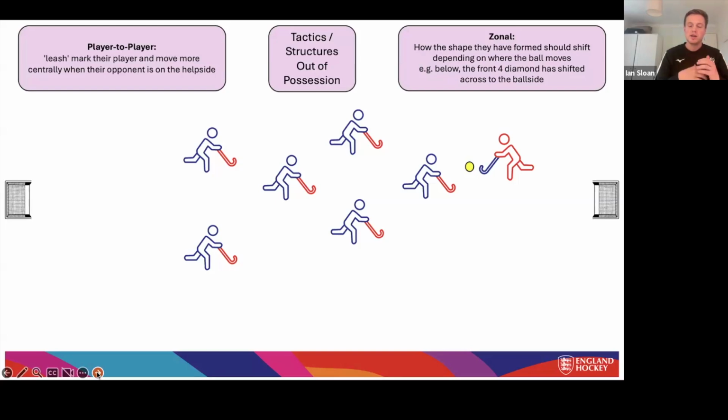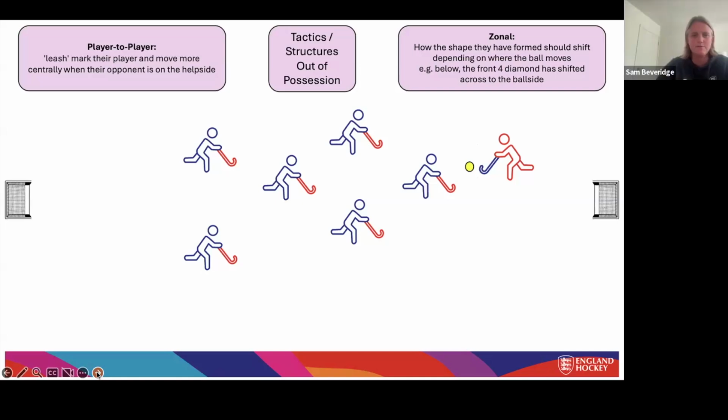And at under 10s, with a slightly bigger pitch and more space to cover, we'd then be expecting that front four diamond to be moving and be quite dynamic. But not necessarily at the stage of under 12s, where they're starting to make decisions based on where the opponents are. In under 10s, we'd expect them to be able to form a shape, but we wouldn't necessarily be able to ask them to change that shape depending on where opponents are standing.